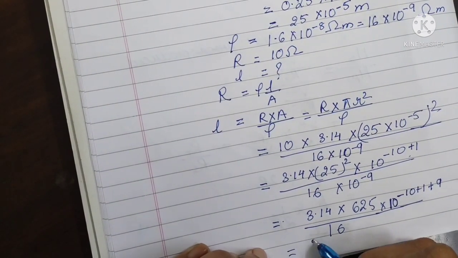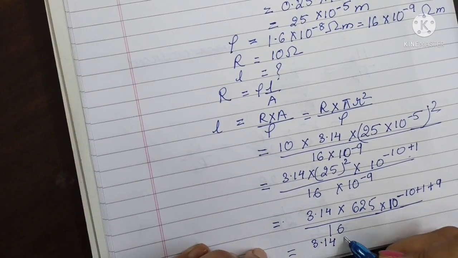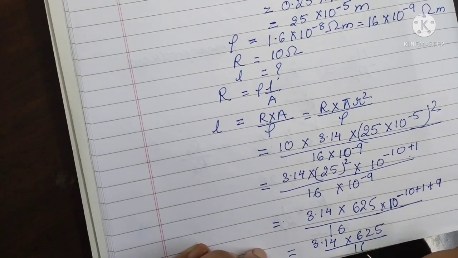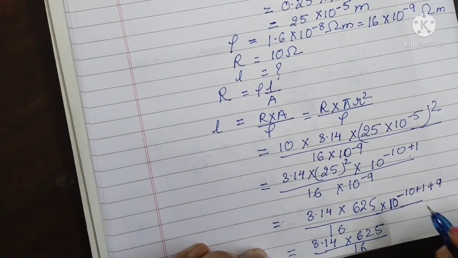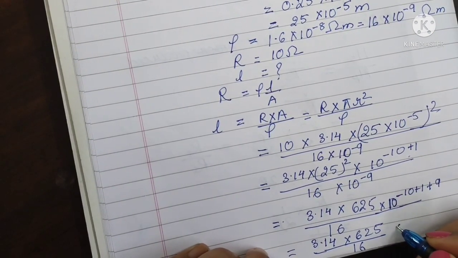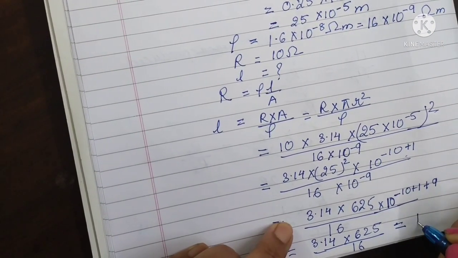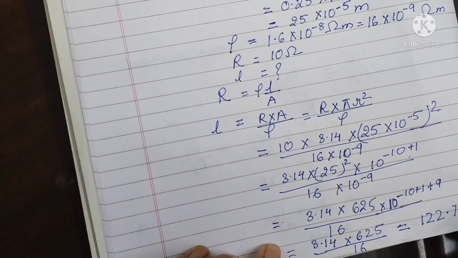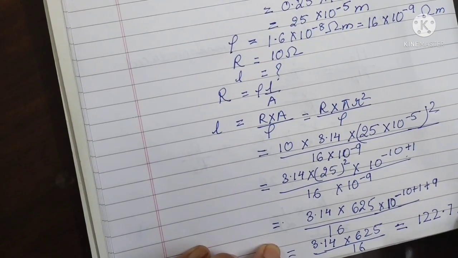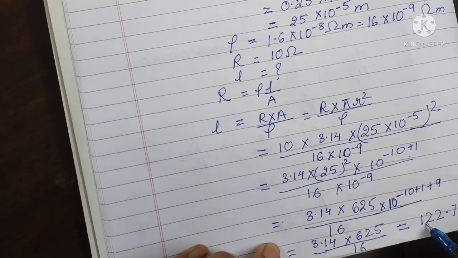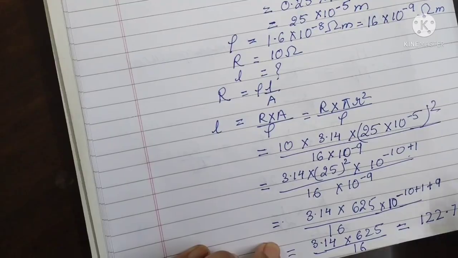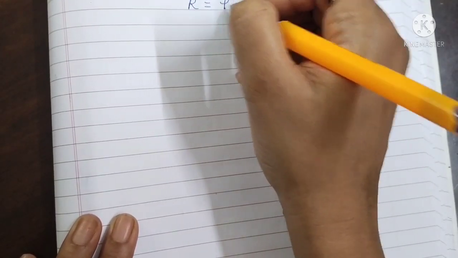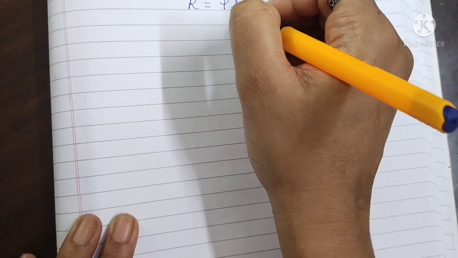So 3.14 multiplied by 625 by 16, and this will cancel out. So it will be equal to 122.7. So this will be in meter. So L is equal to 122.7 meter. Part of the question they have asked, how much does the resistance change if the diameter is doubled?